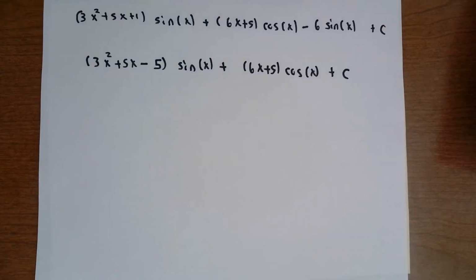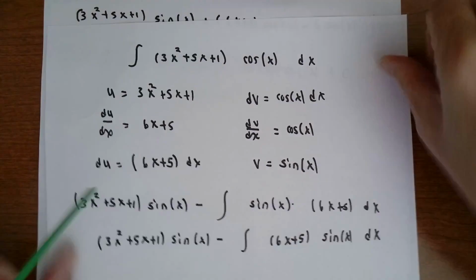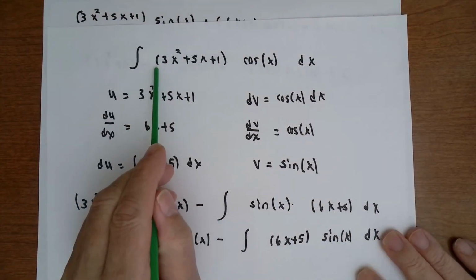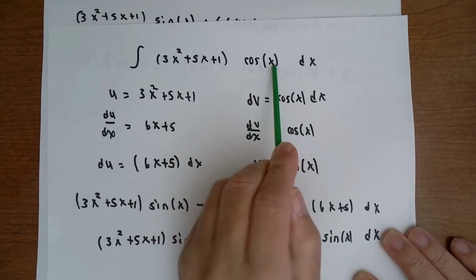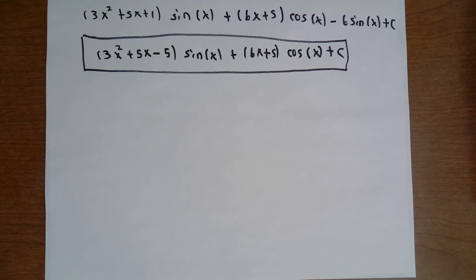If I've done all of my calculations correctly, the derivative of this ought to be the thing that we started off with, which is 3x squared plus 5x plus 1 cosine x. As usual, I'm going to check this, but notice this time I'm going to have to use the product rule twice because both the first and second terms involve products of functions.